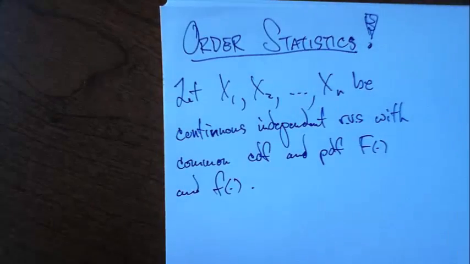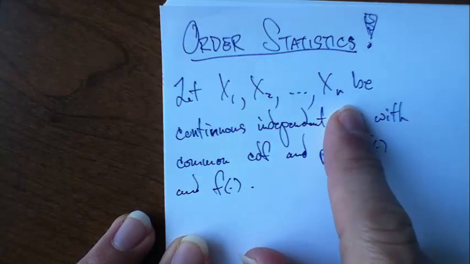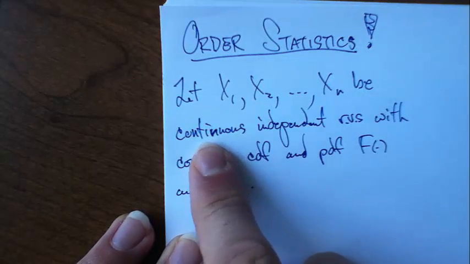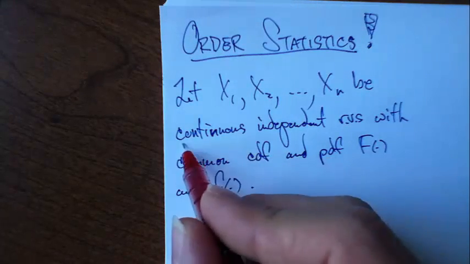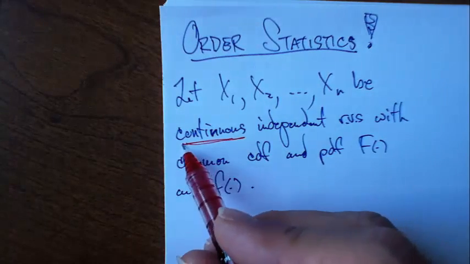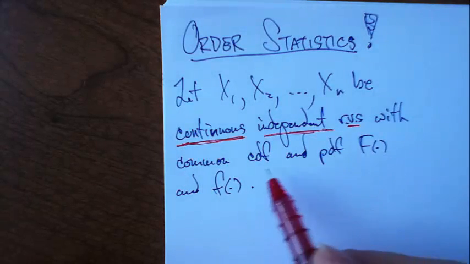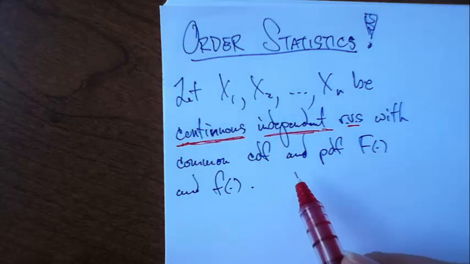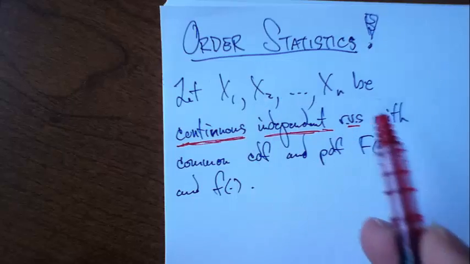Order statistics. Statistics made to order. All right, so this is going to be a lot of fun. Let x1, x2, up to xn be continuous. We're going to restrict ourselves to the continuous case here. Make it a little easier, actually. Continuous and independent random variables, all coming from the same distribution. Okay, they all behave the same way and independently.